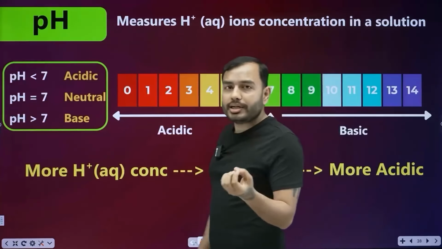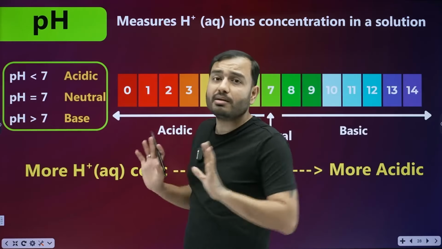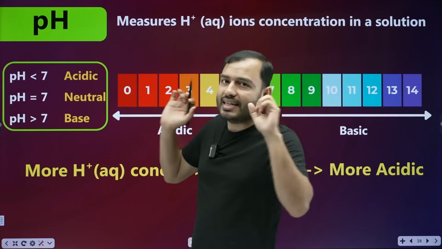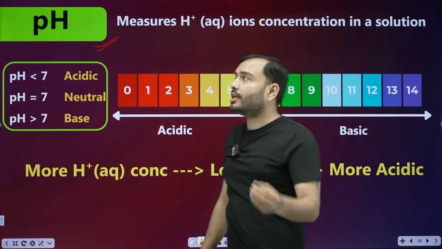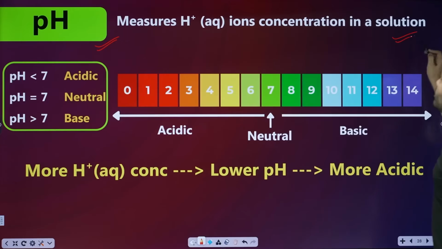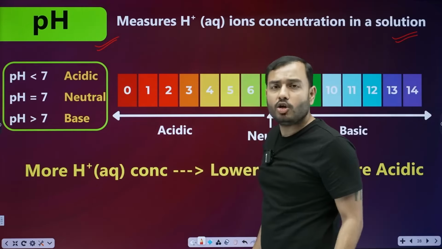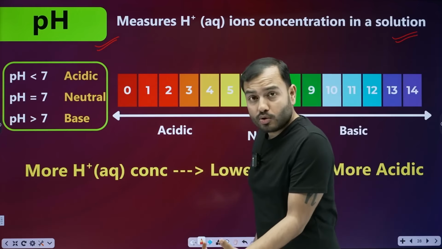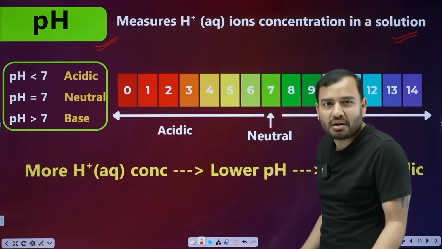Okay, let's move ahead. Now we are going to determine the strength of acids and bases, which is stronger, which is weaker. Now we will use some maths. You have to calculate pH. What does pH tell us? It measures the H plus ion concentration in a solution. The more H plus ions, the more acidic it will be, and less basic.